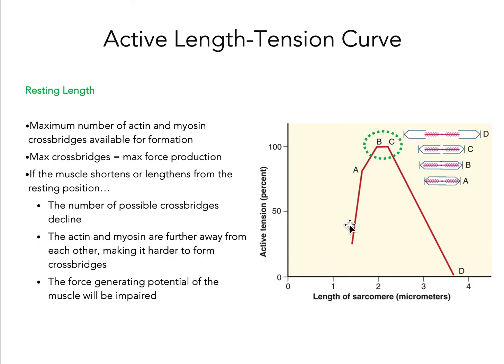Once the muscle starts shortening or lengthening, the number of possible cross bridges declines, right? So in position A, we're unable to produce the maximum amount of cross bridging, and same thing in position D. Actin and myosin are further away from each other, making it harder to form the cross bridge. That's the description of position D. The force generating potential of the muscle will be impaired, as mentioned before.